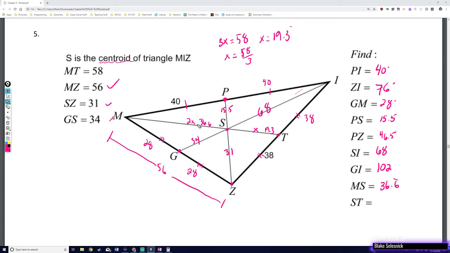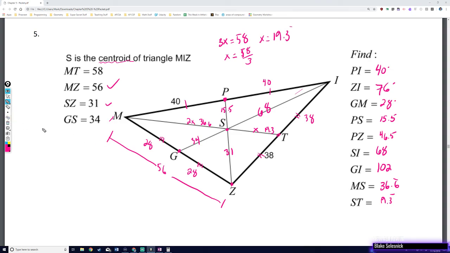I could have also multiplied the whole thing by 2/3 to get the longer piece. It's just easier to divide by 3, I think, to get the small piece first. And then ST was 19.3. I'd probably make it more evenly divisible than that. But, okay. So there we go.